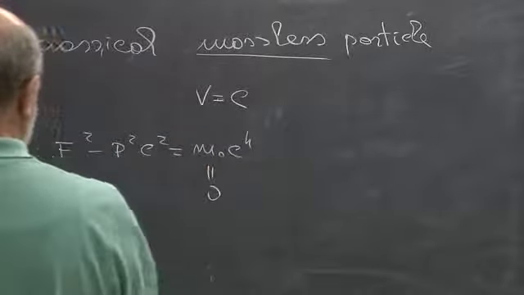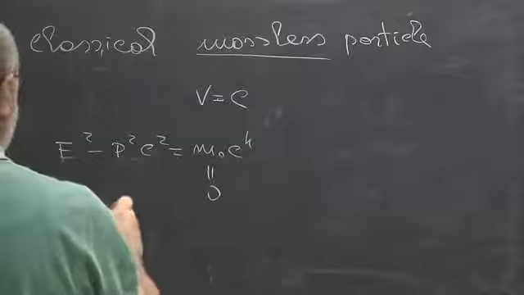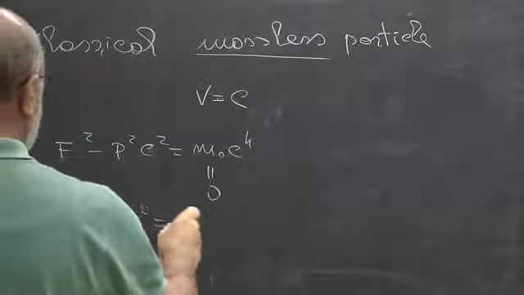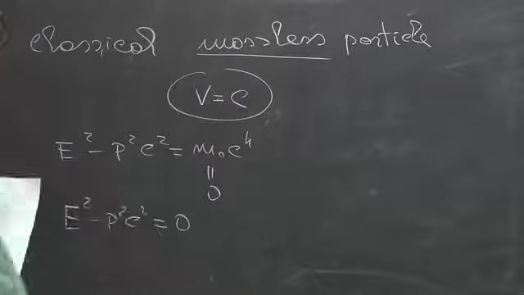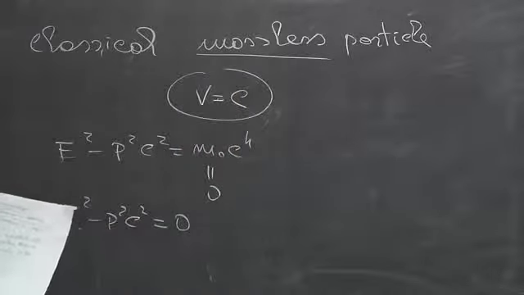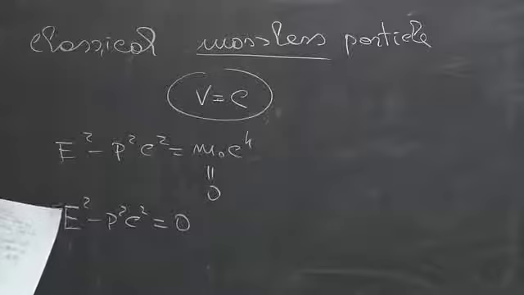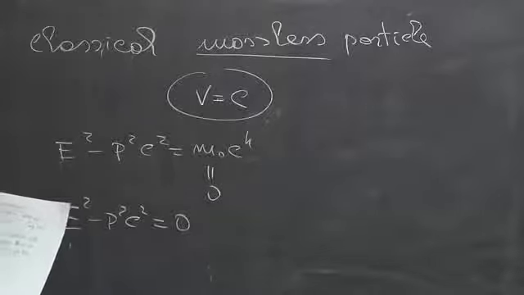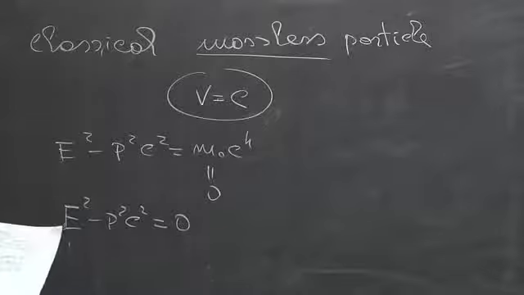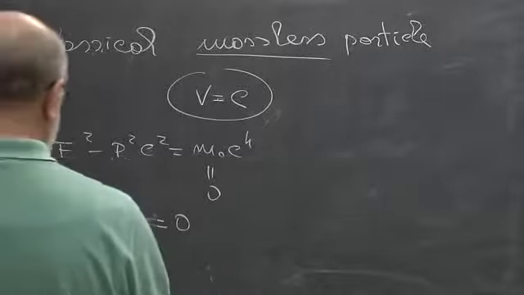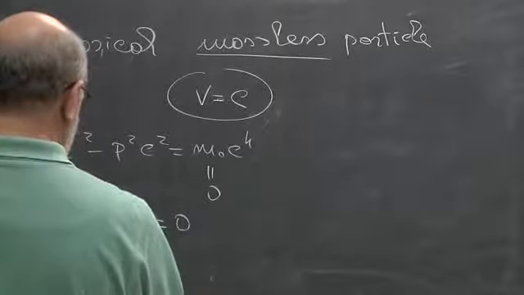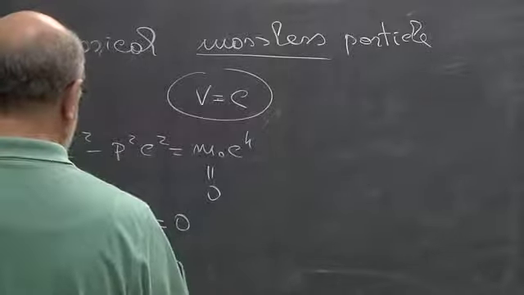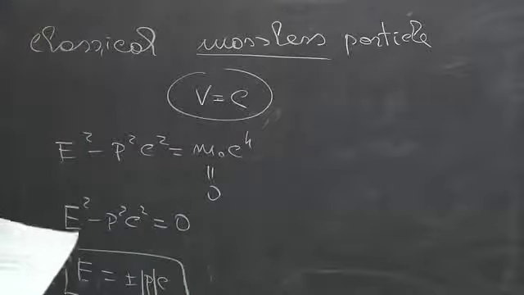If the mass is 0, you get E squared minus P squared C squared equals 0. Now we will prove this, but it's a trivial thing that most probably you know or you have read by yourself, but we did not do it in special relativity because we did a very quick review. So from here you get that E is equal to plus or minus PC. This is the mass-energy relation for a massless particle.